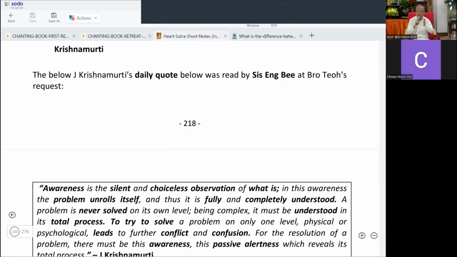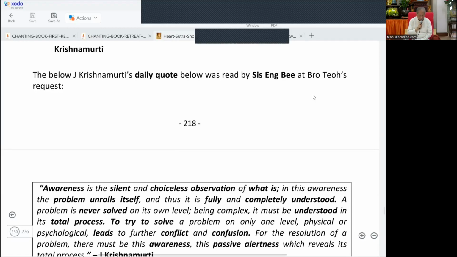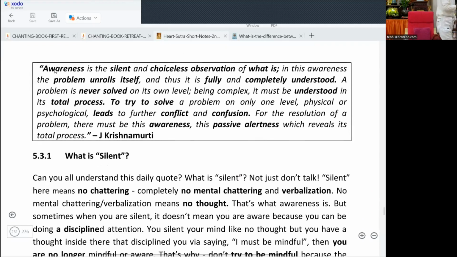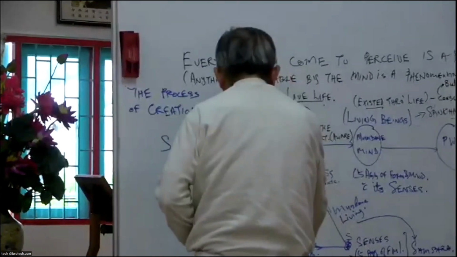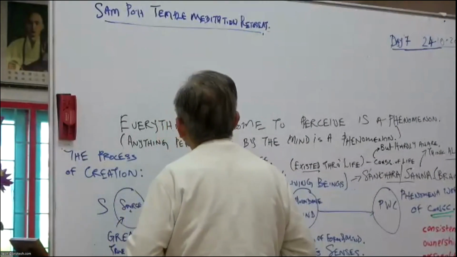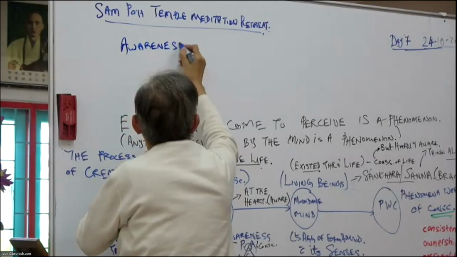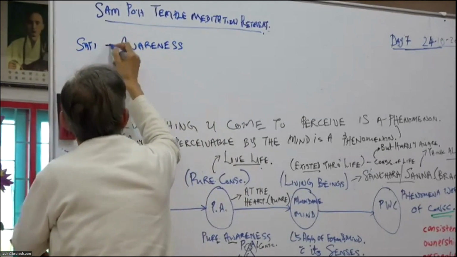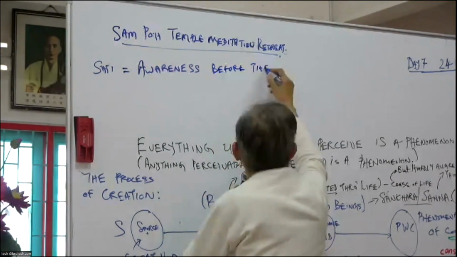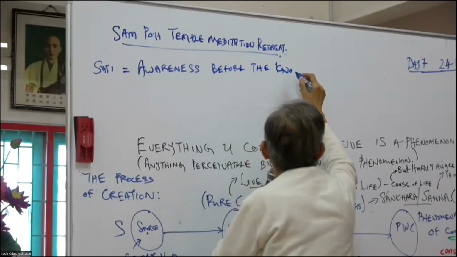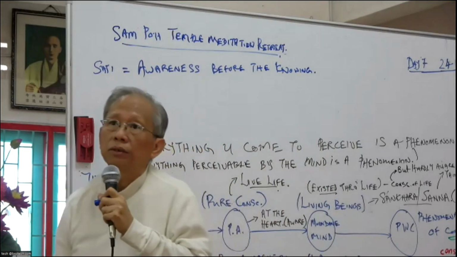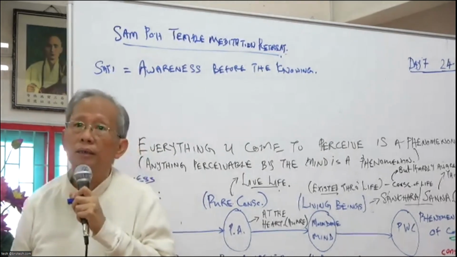Sati is awareness before the knowing, okay? Then awareness is a silent and choiceless observation of what is. So this one is sati, equals awareness before the knowing. It's before you perceive, before you arise the mundane mind. Then what is Krishnamurti's definition of awareness? Silent observation.